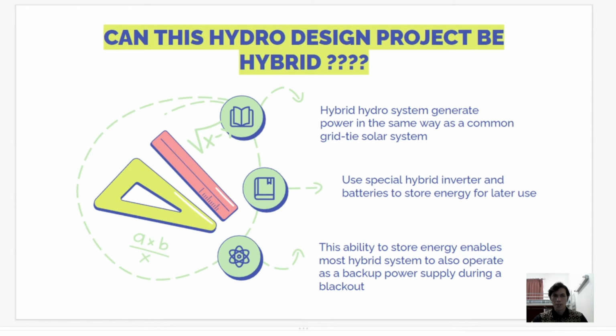For 3.3, can this hydro design project be hybrid? A hybrid hydro system generates power in the same way as a common grid-tied solar system. It uses a special hybrid inverter and batteries to store energy for later use. This ability to store energy enables most hybrid systems to also operate as a backup power supply during a blackout. Thank you.